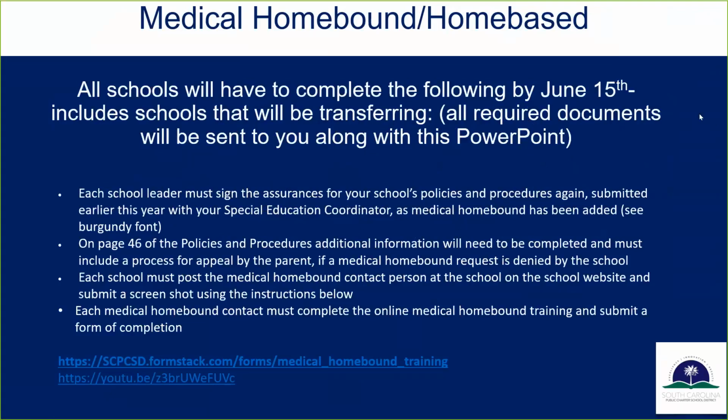As you'll see when you get it in burgundy font, there's been a piece of medical homebound added. On page 46 of those policies and procedures, medical homebound information has been added. That's going to need to be completed, and it must include a process for appeal by the parent if a medical homebound request is denied by the school. So each of you at your schools, along with your school leader, if you need your board approval, have to have a plan for how the parent can appeal if medical homebound is denied. We need to have that in there.